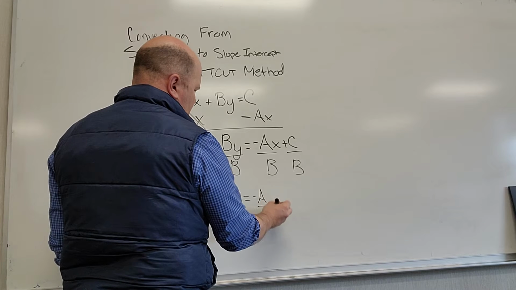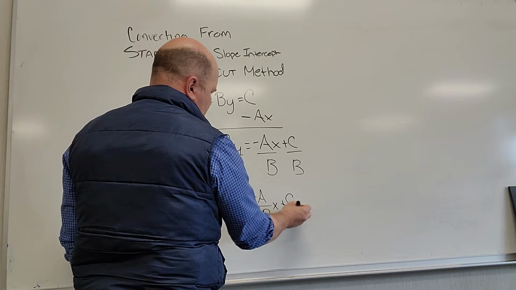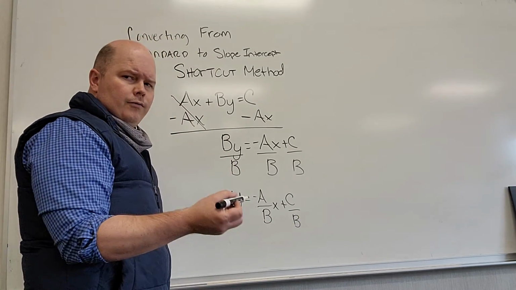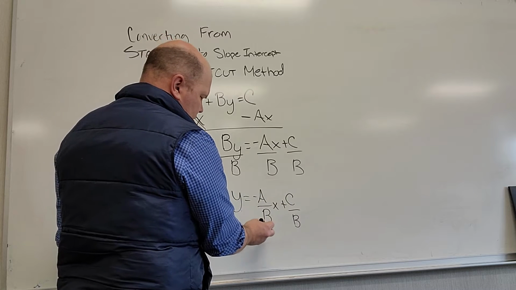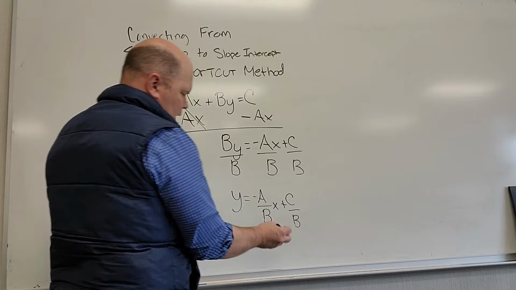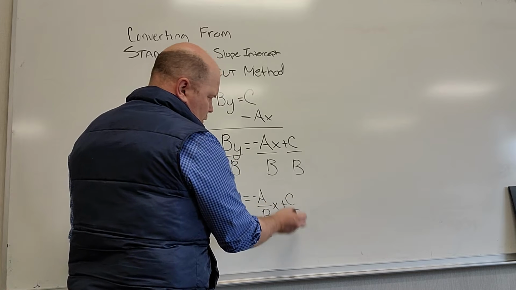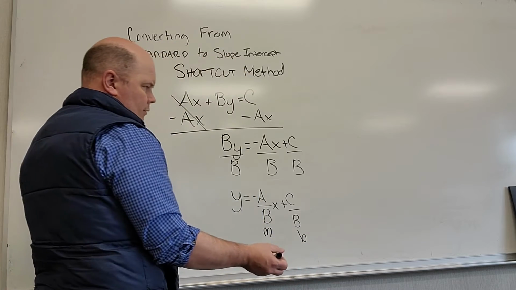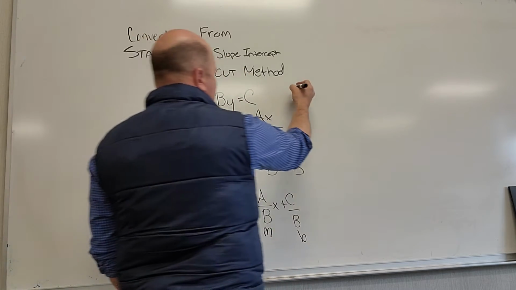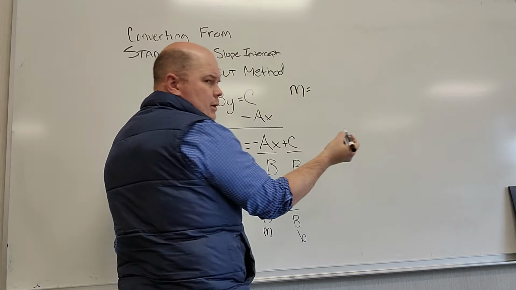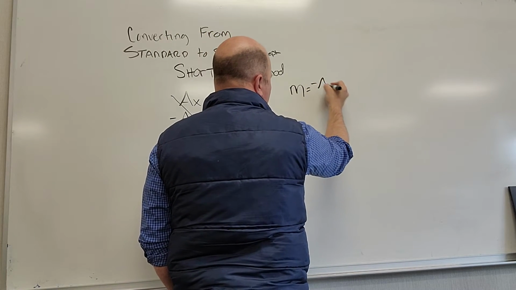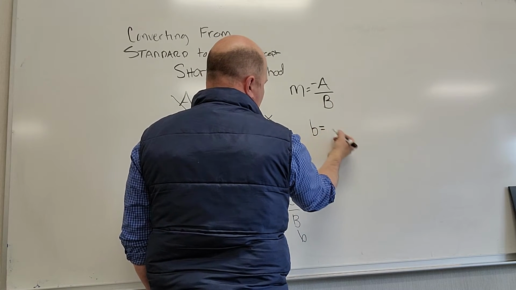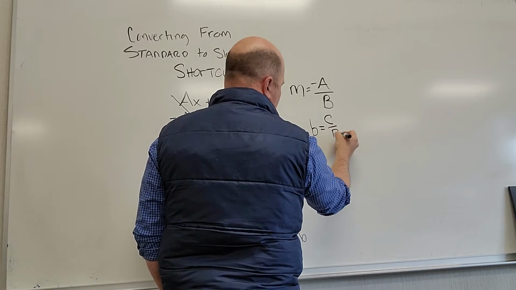Negative A over B x plus C over B. Now, the benefit to this is I know from slope-intercept form that whatever's touching my x is called my slope, and whatever is coming away from the x, so the C over B, is going to be my y-intercept every time. So I can rewrite this as my slope, which is represented by m, is always equal to the opposite of A over B, and my y-intercept is always the C value over the B value.